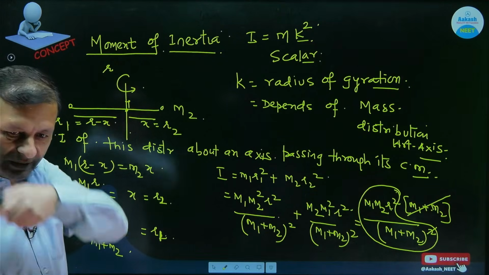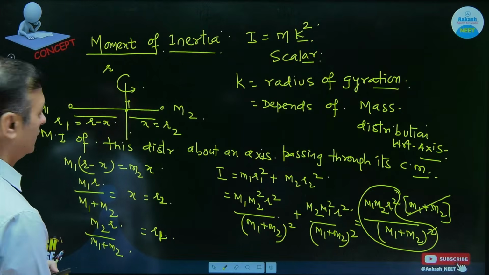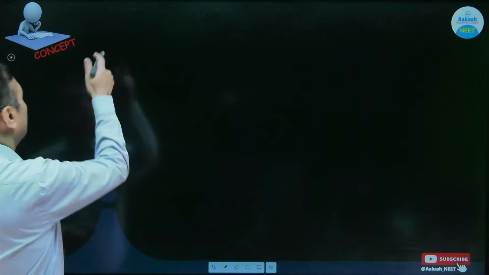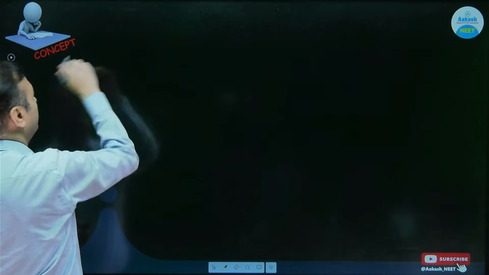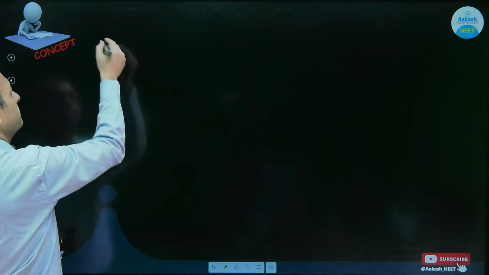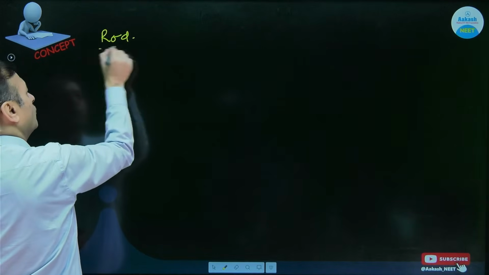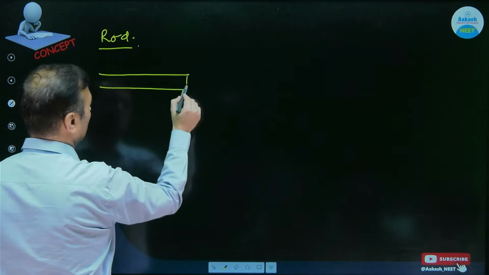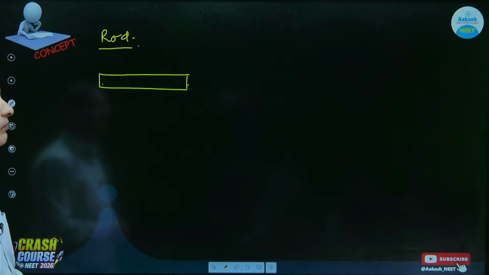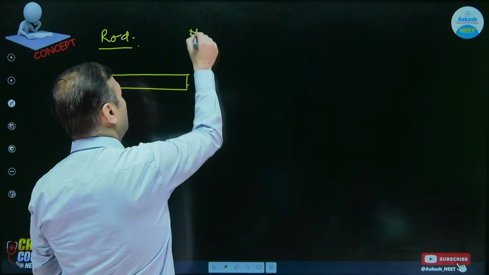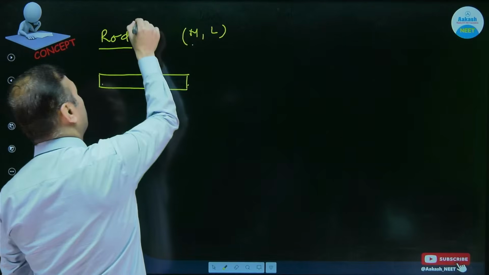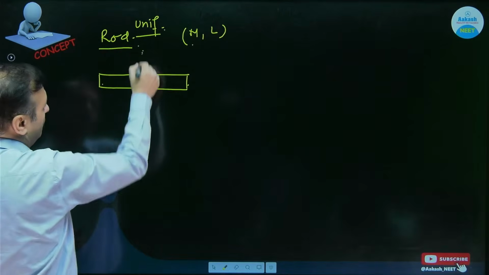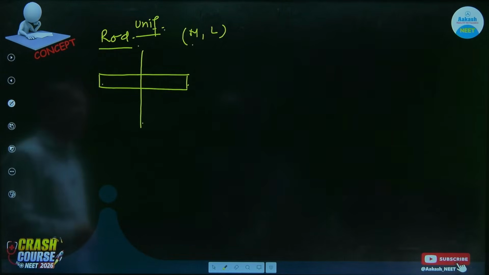Now let's move on. Let's suppose we have a rod. Got it? A rod of mass m, length L, and this is a uniform rod. We have to find the moment of inertia about an axis passing through its center, perpendicular to the rod.